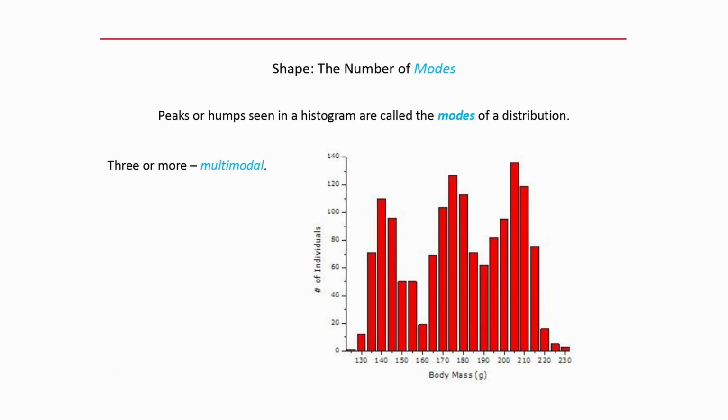Now, if you have more than 2 modes, you can go ahead and call it trimodal or quadmodal if you have 3 or 4. But at this point, it's very common to just call any graph with more than 3 modes multimodal, like the histogram you'd see here of the body masses in grams.